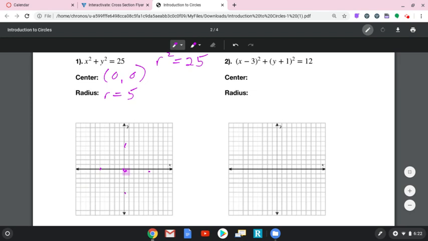And guys, it's going to be hard for me to draw this, but just draw that circle the best you can. All right, guys?